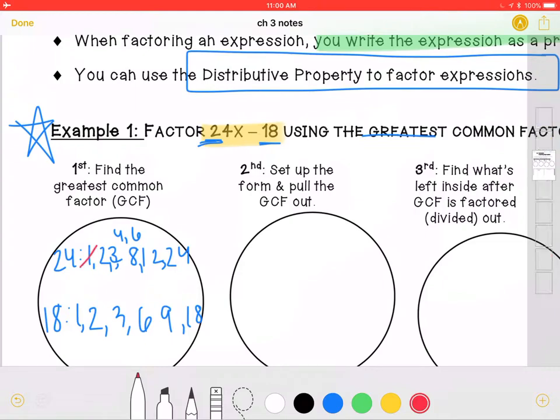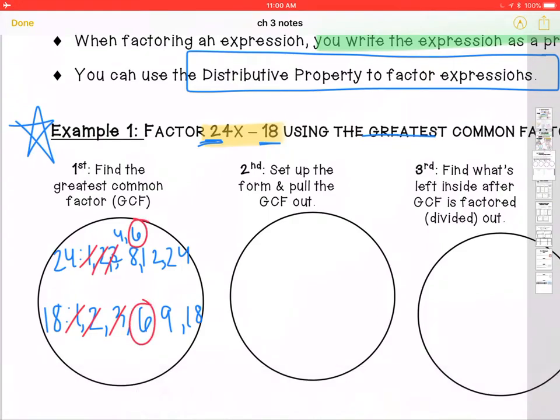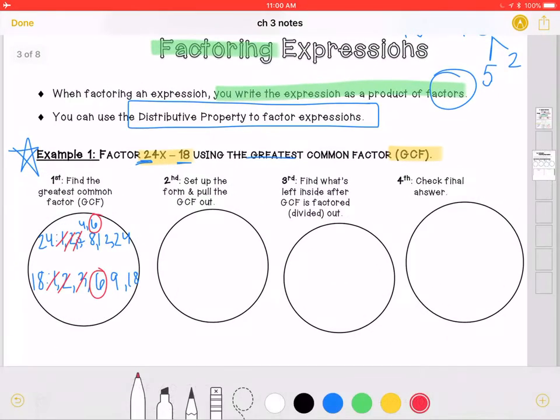See how they have 1 in common, but that's not the largest number they have in common. They also have 2 in common, 3. But what's the largest one that they have in common? I would say 6. So the GCF here is 6. So I'm going to write GCF equals 6. So the first step would be to find that GCF.